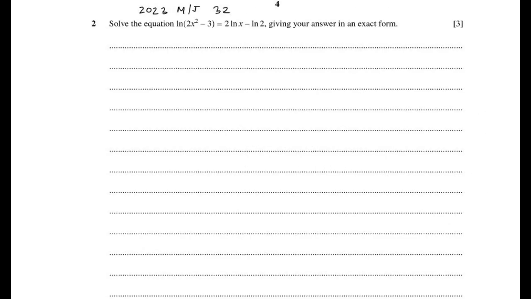This is the last question of this section. It's from 2023's May-June series, paper number 32. Here we have a log equation consisting of natural logs, ln. So I'm just writing it down. ln of (2x squared minus 3) is equal to twice ln of x minus ln of 2. We have to solve it and give our answer in exact form.